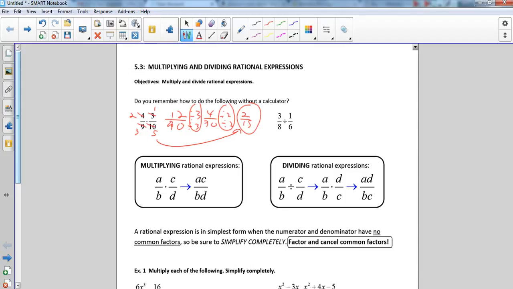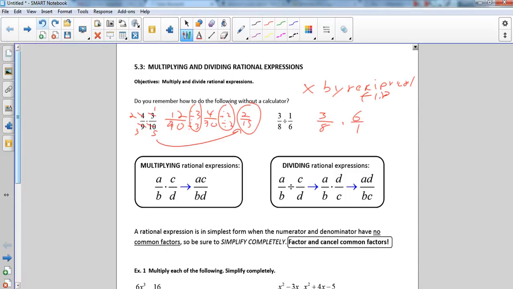On to the next one, 3/8 divided by 1/6. Remember, we cannot divide by a fraction. We multiply by the reciprocal. Reciprocal. Which means flip. Yeah, it's big. So we rewrite this as 3/8 times 6 over 1.